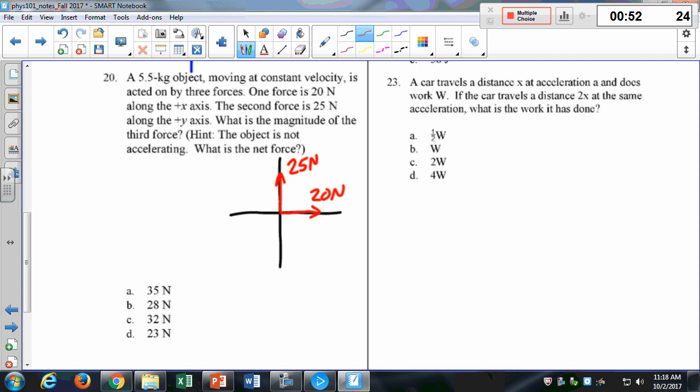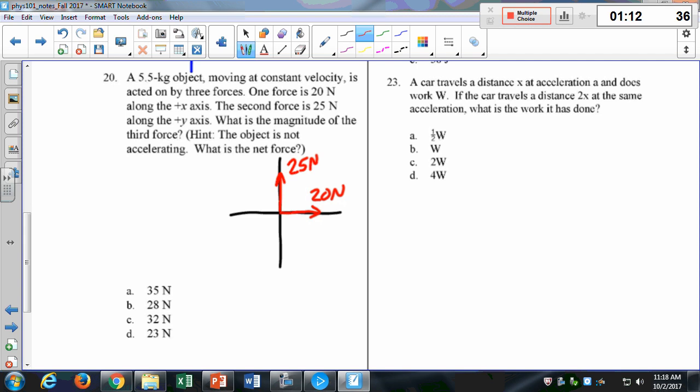How would I find that? I have this object that has these two forces acting upon it. And I know that it's not accelerating, it's moving at a constant velocity. You can even say that it's stationary if you want, it's the same situation. What's the direction of the third force?